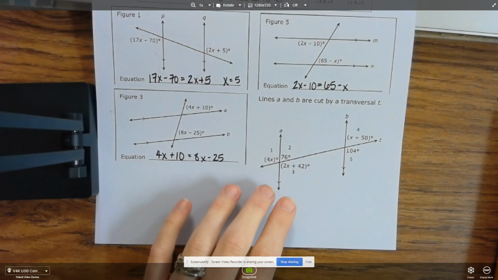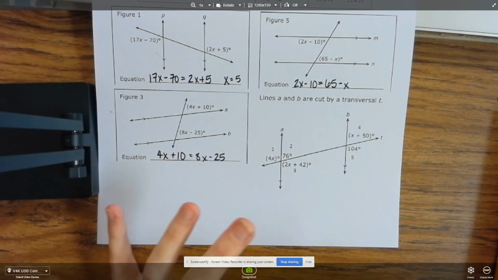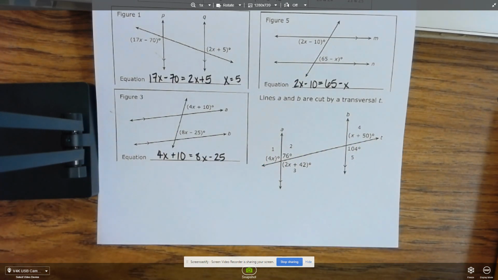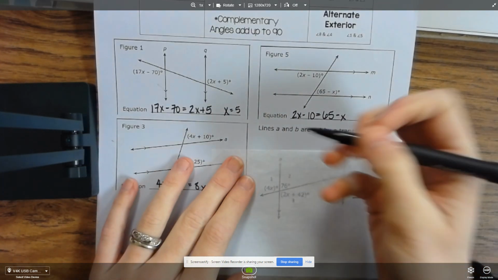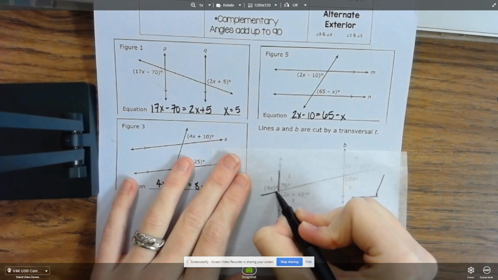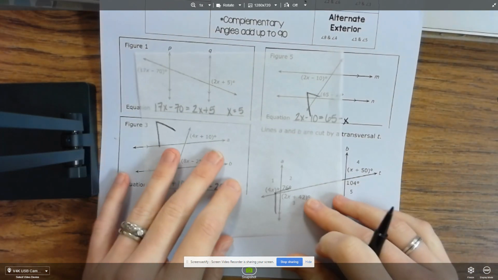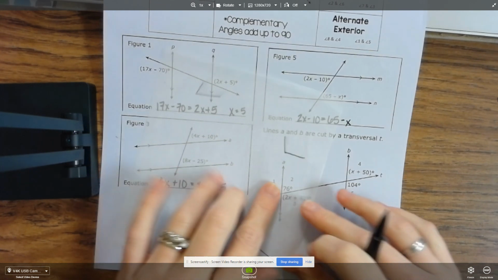And so then here I've got a different type of problem. Now I've got all kinds of angles to pick from. So there's all different methods that I could use to solve this. But let's go ahead and look at angle 1 and angle 3. So if I measure angle 1 and I turn it around, you can see that those are equal.